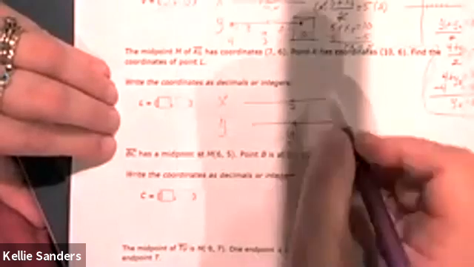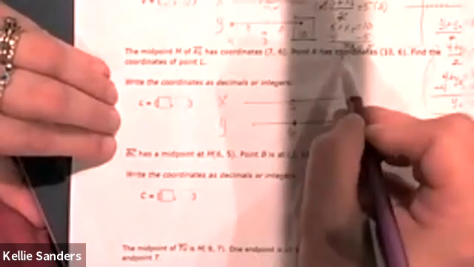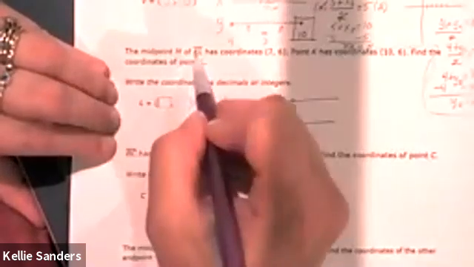I think that's better if I do that. Maybe. We'll see. Okay, midpoint. The midpoint is 7, 6. So I'm going to put a 7 there and a 6 here. K is an endpoint and L is an endpoint.